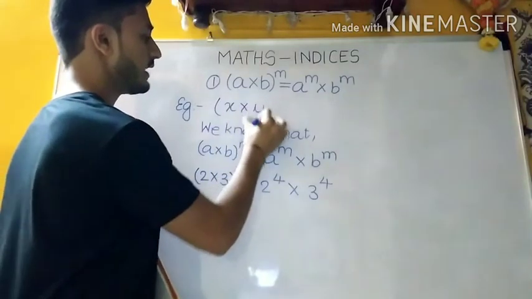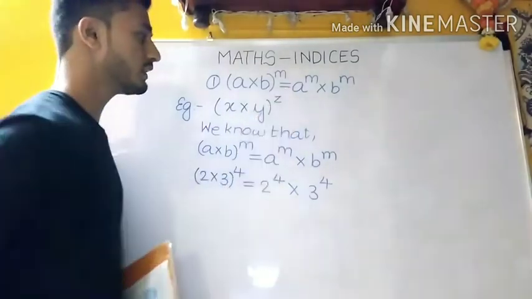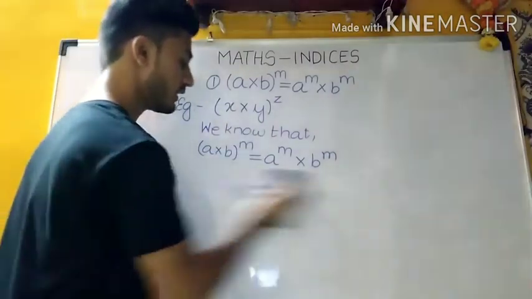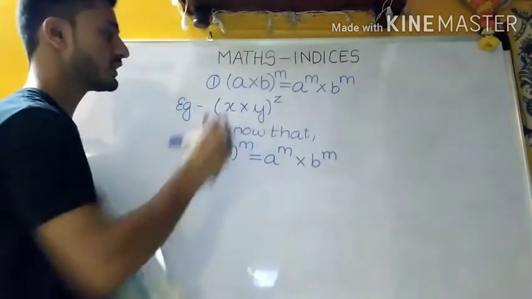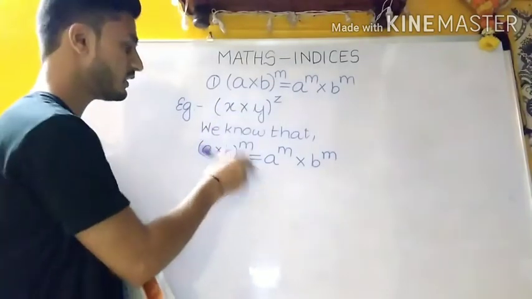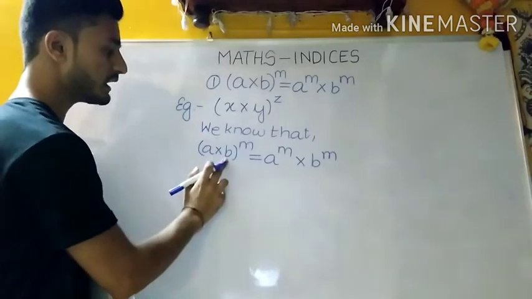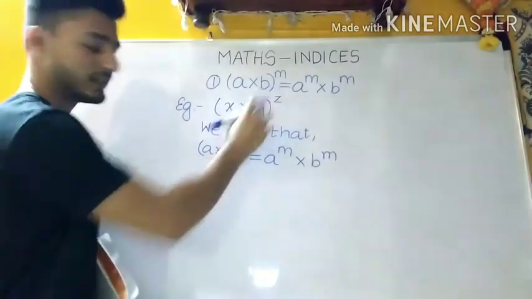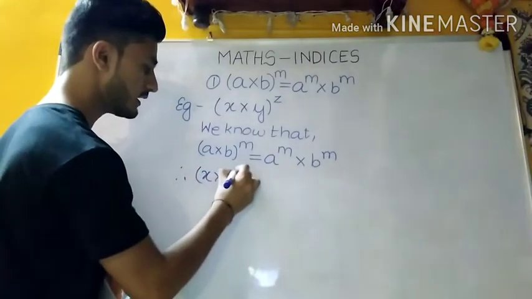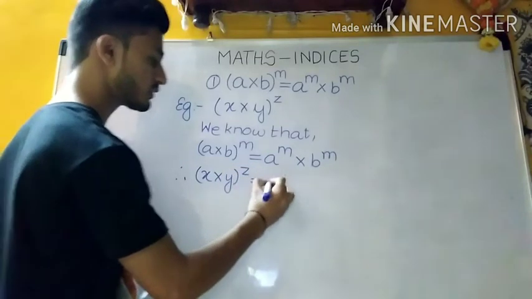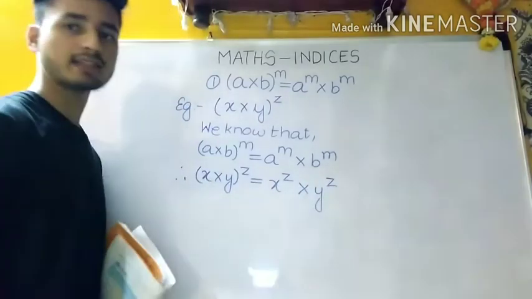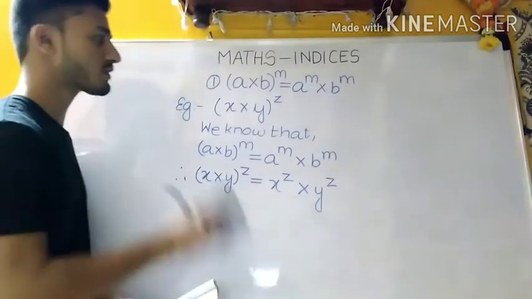X multiplied by y raised to the power z. Okay, now if you observe, this entire question has variables and no numbers are here. Okay, everything is mentioned in terms of alphabets. So now this question we are going to convert in the form of formula. So here, A is now x, B is y and the power is z. So the answer is x multiplied by y raised to the power z is equal to x raised to the power z multiplied by y raised to the power z. As simple as that. Okay, so this was our first case.